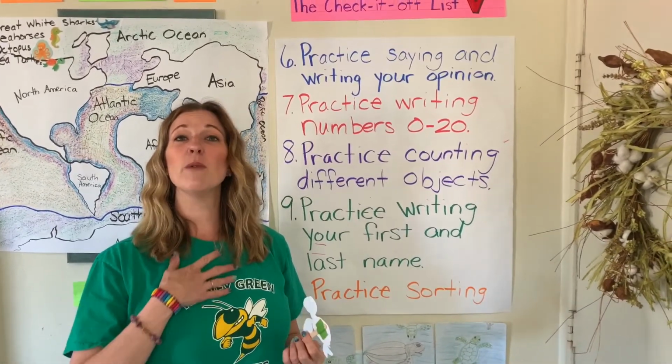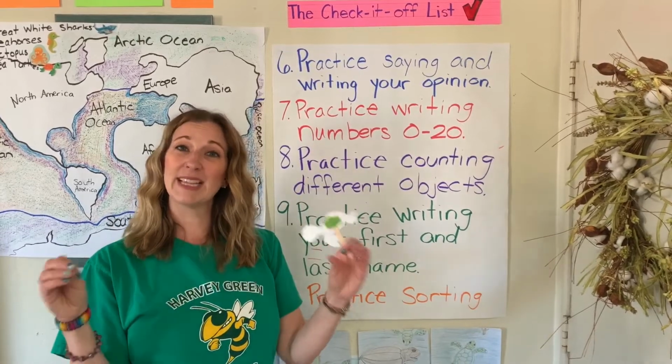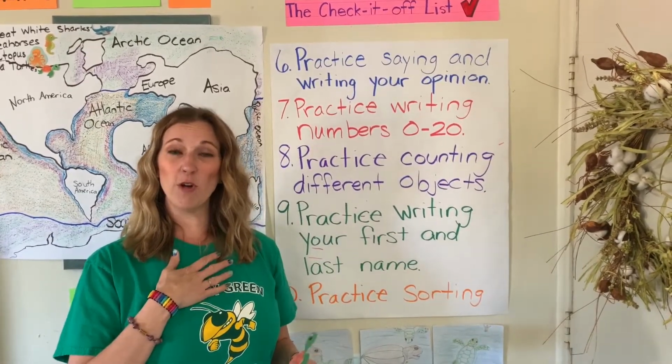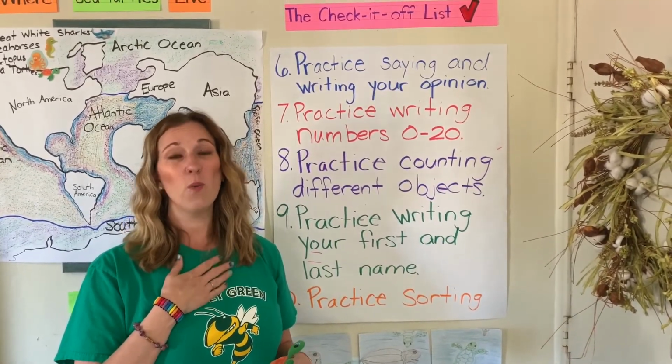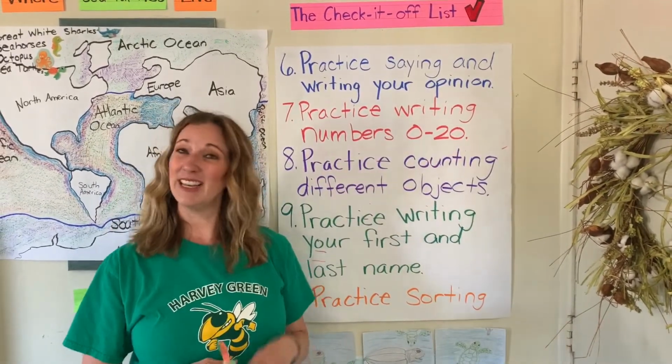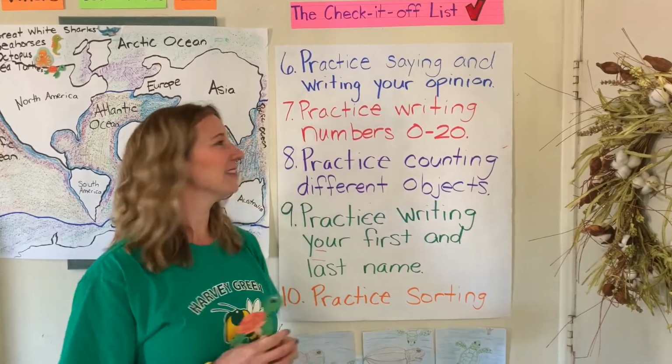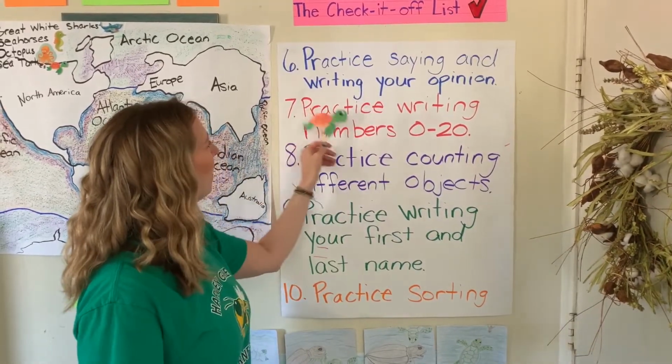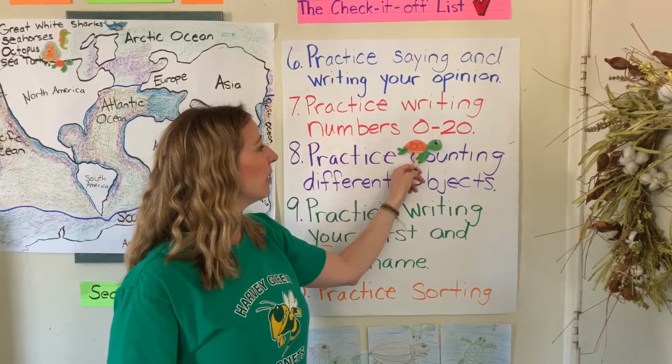Tell someone which one was your favorite, but say it in a complete sentence. My favorite ocean animal we learned about was the sea turtle. Then try writing it. Just as you say it, try writing it. Okay? Number 7, practice writing numbers 0 to 20.